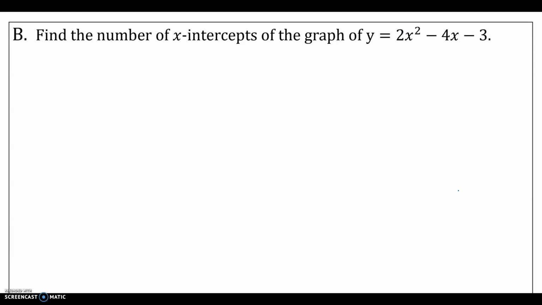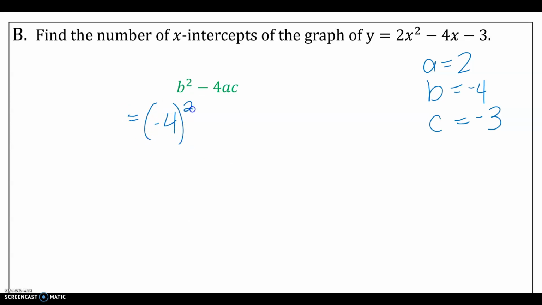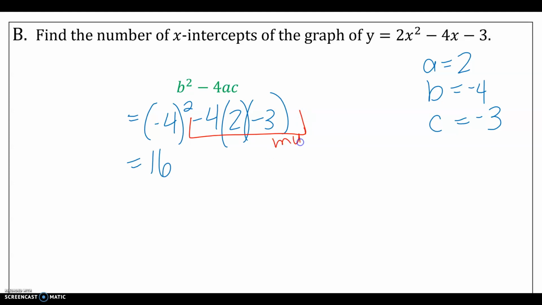Find the number of x-intercepts of the graph. Okay, so we got A is 2, B is -4, C is -3. So, same steps, find the discriminant. So let's plug this in. So we got -4 squared minus 4 times 2 times -3 gives you 16. Now be very careful. I'm going to multiply these, and I'm going to get a positive 24, which coincidentally, if I add this, I get 40.